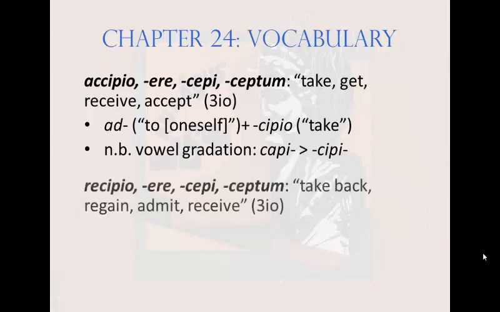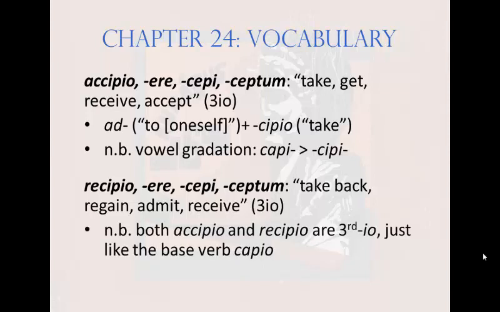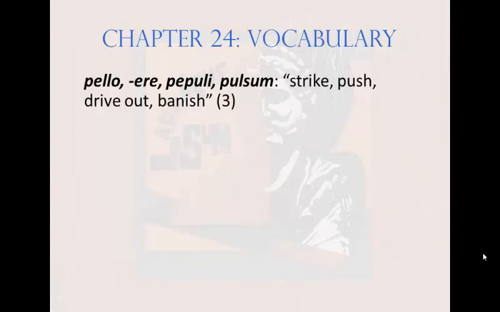The next word is another compound of capio, this one using the prefix we just learned, re. Recipio, recipere, recepi, receptum, meaning take back, regain, admit, or receive. And just like capio and most of its compounds, it's third IO. The next two entries are also another pair of basic verb and compound, pello and expello. First, the basic verb, pello, pellere, pepuli, pulsum, meaning strike, push, drive out, or banish. It's third conjugation.